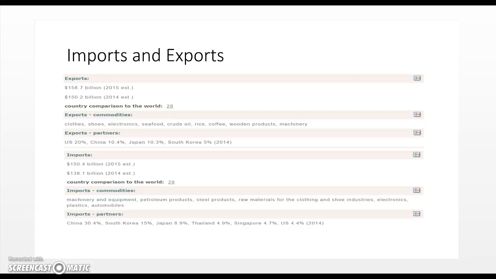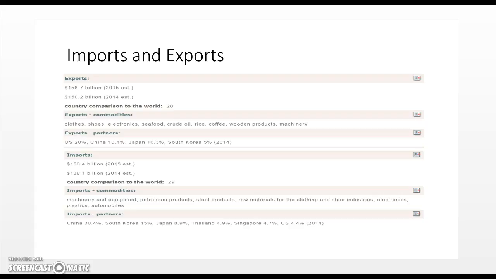The imports they used amounted to $150.4 billion in 2015. The commodities that they import are machinery and equipment, petroleum products, steel products, raw materials for the clothing and shoe industries, electronics, plastics, and automobiles. They import mainly from China, South Korea, Japan, Thailand, Singapore, and the US. The major one of those is China.